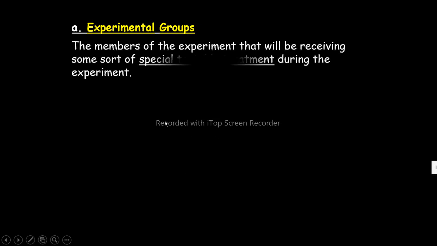Yeah, so let's now talk about the experimental groups, but we talked about it. I gave you a hint already. These are the members of the experiment that will be receiving some sort of special treatment during the experiment. For instance, you feel like sleeping leads to passing.